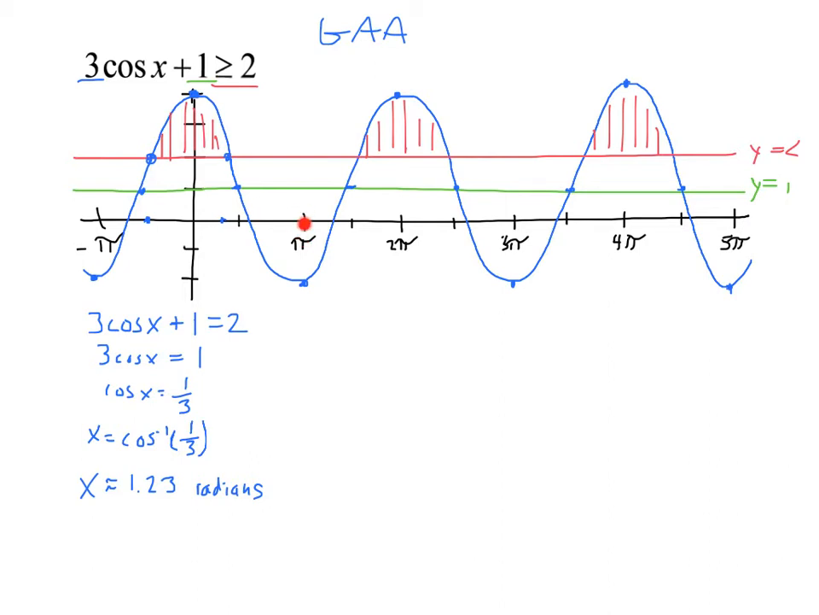Now, pi is 3.14-ish, so pi over 2 is about 1 point whatever, a little bit over 1.5. So we expect 1.23 to be right around there, and that looks approximately right. So actually we could label that point there. That's about 1.23. But that's just one of them.